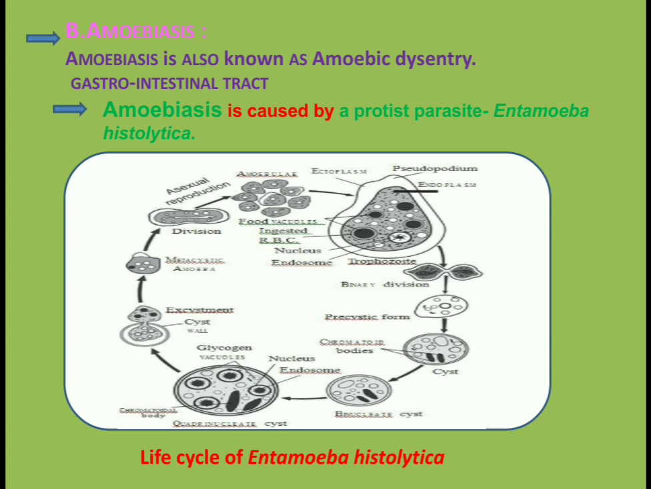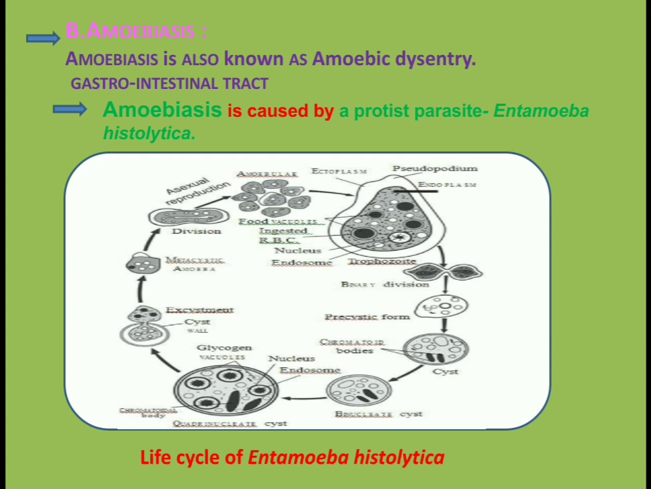amoebiasis is caused by a protist parasite. The name of that parasite is Entamoeba histolytica. You are able to see the diagram of the life cycle of this Entamoeba histolytica. The life cycle shows the trophozoite stage, that is the amoeba, and it shows binary fission and conversion into the precystic form and the formation of the cyst.